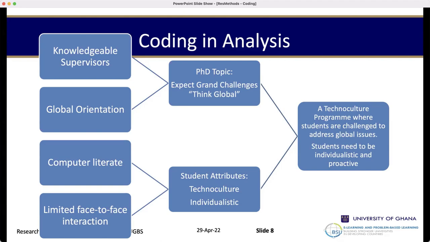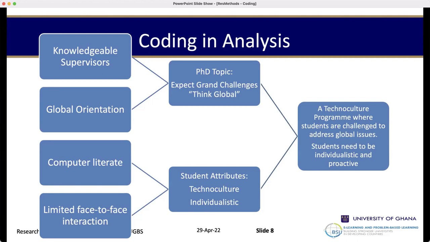What about the student attributes? It's a technoculture environment, so the student should be aware of that. Number two, it's an individualistic environment. Individualistic means that you end up doing much on your own, kind of sequestered. So now if I combine what the PhD program has to be with the technoculture issues, I can then come up with what we call my theoretical conclusions.